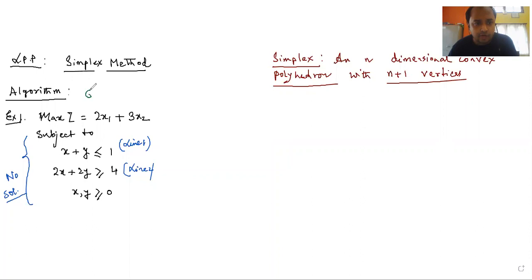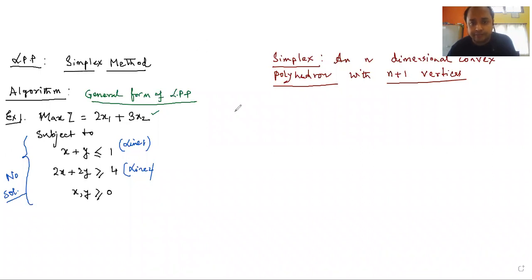And the form of the problem, as it is given, is the general form of LPP. Why is it the general form of LPP? Because you can see in this particular problem, objective function is there. Constraints are there, and constraints are inequalities. So therefore it is the general form of LPP.